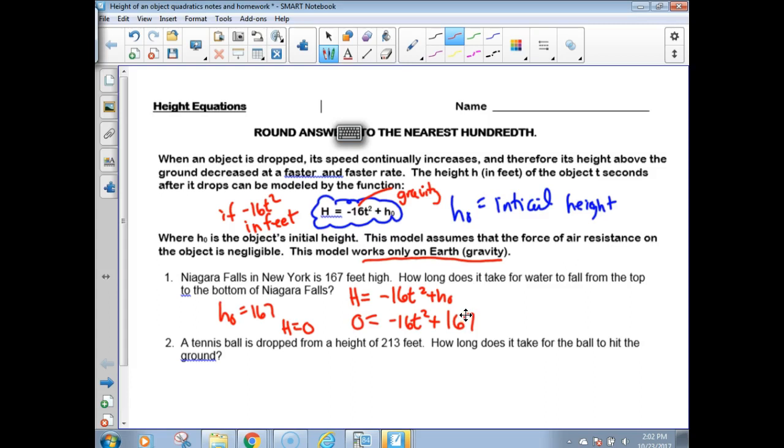So this is obviously, factoring is not an option. We're not going to factor it, but we're going to do it by the square root method. So if we subtract 167 and divide by negative 16, we will get 167 over 16.